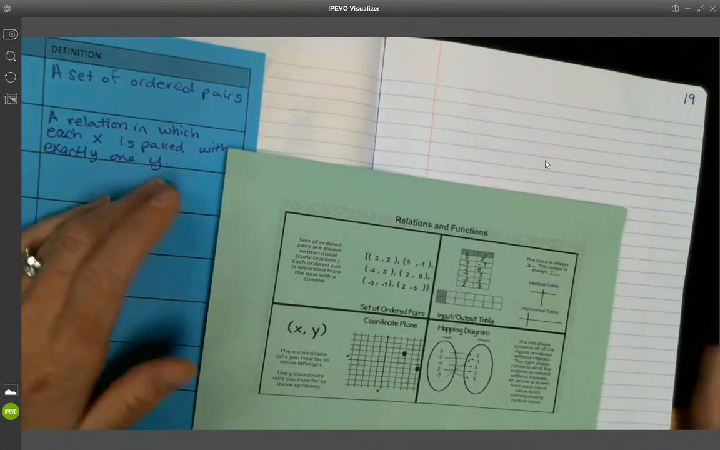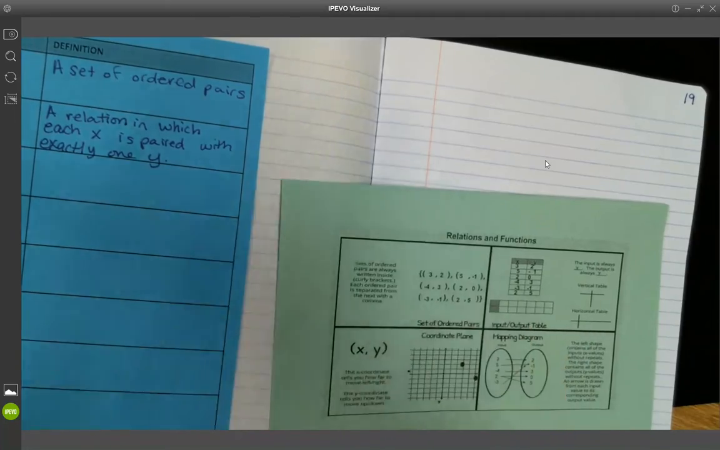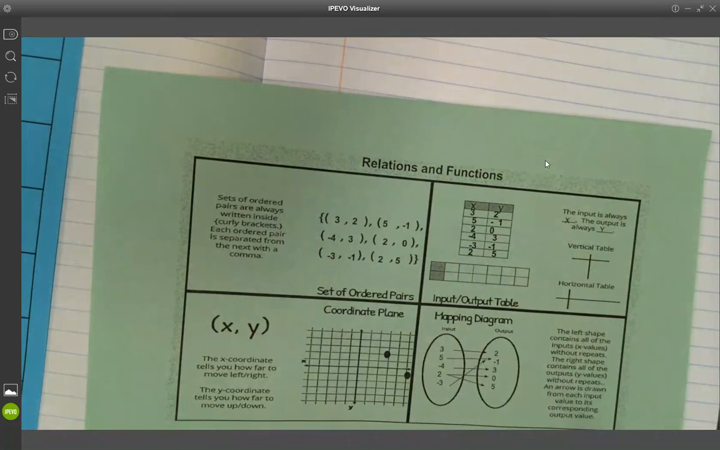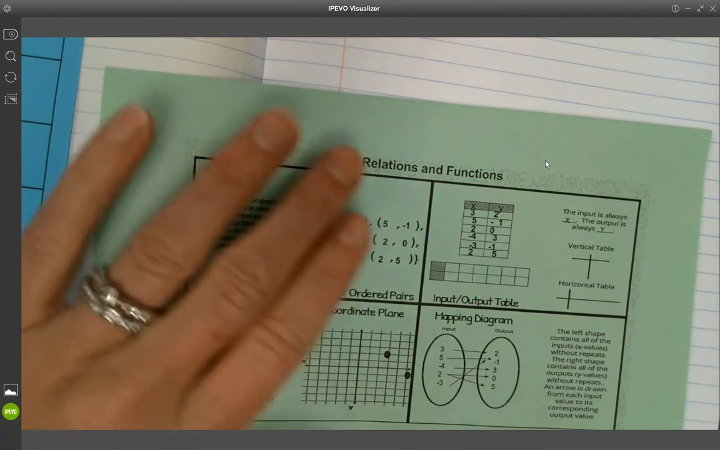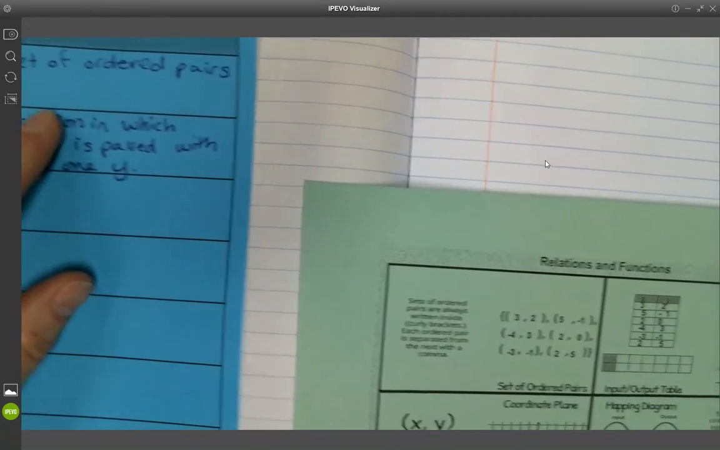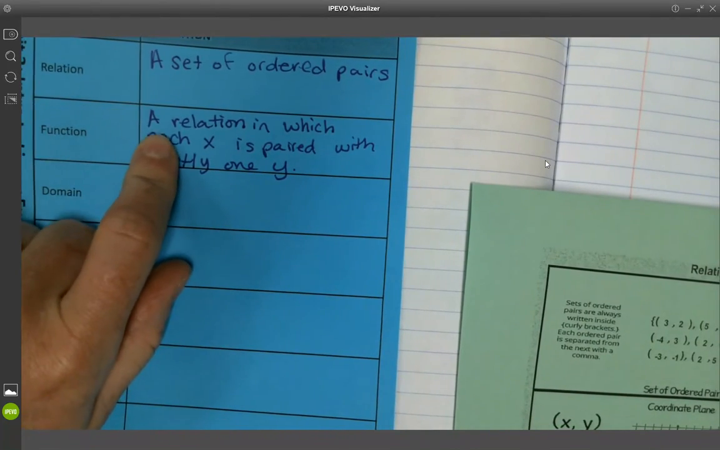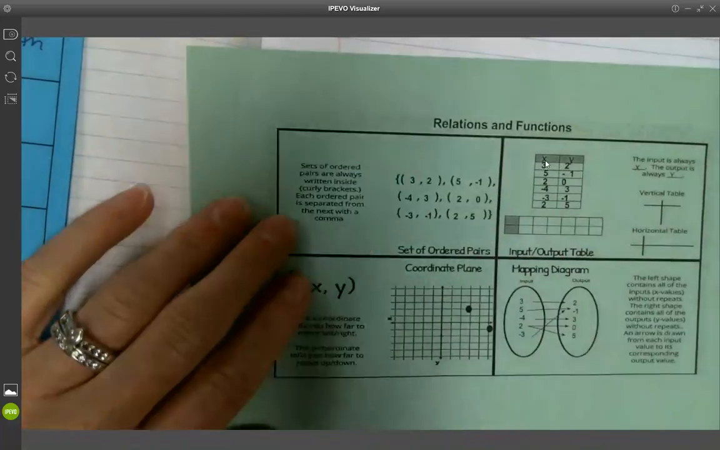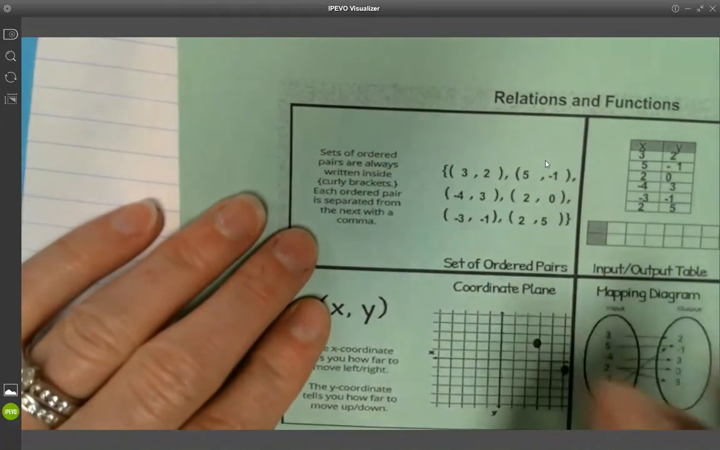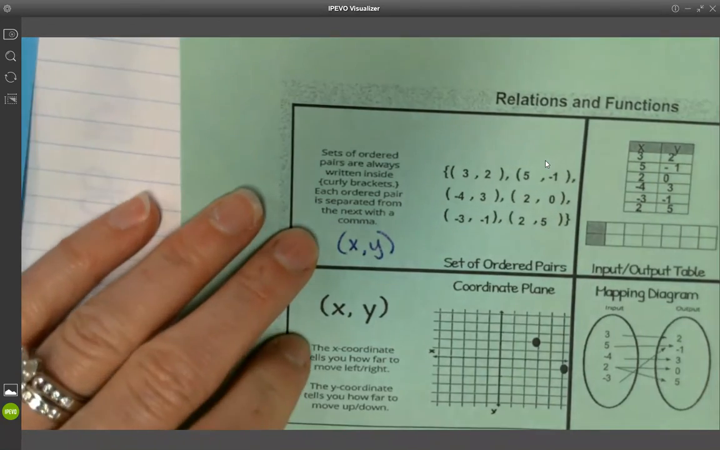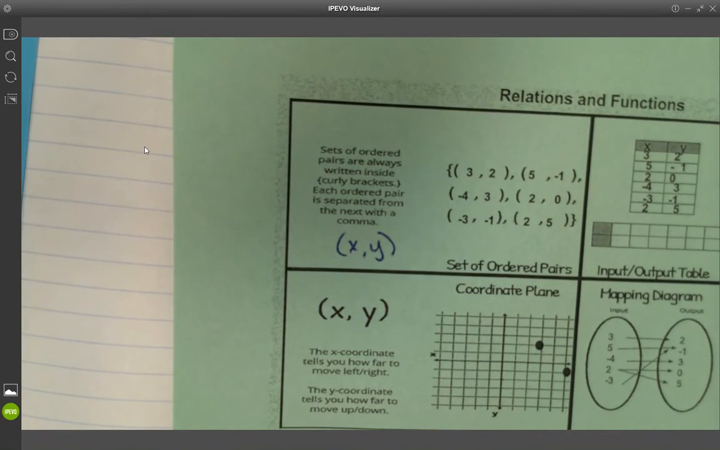So relations and functions is what we are going to start this unit with. So this will be a review before we get into some of the new stuff. So this is about relations and functions. A relation is a set of ordered pairs. And then a function is a relation in which x is paired with exactly one y. So we've got to remember what an ordered pair is. So an ordered pair is an (x, y), where x is your first number, y is your second number.